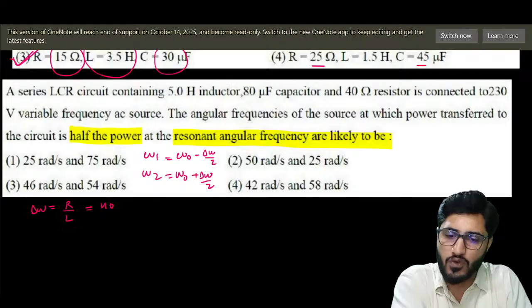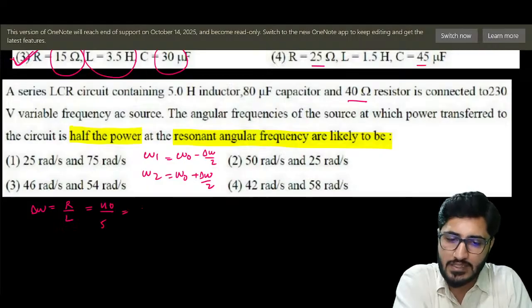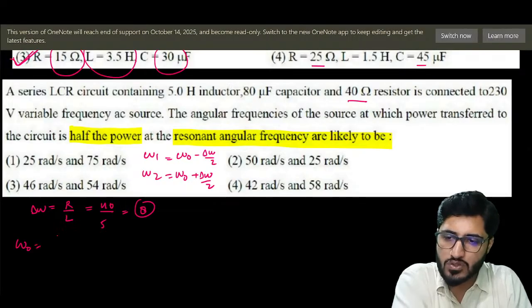R is 40, L is how much? R is 40, L is 5. C is again 8. What is omega naught? Omega naught equals 1 divided by under root of LC.